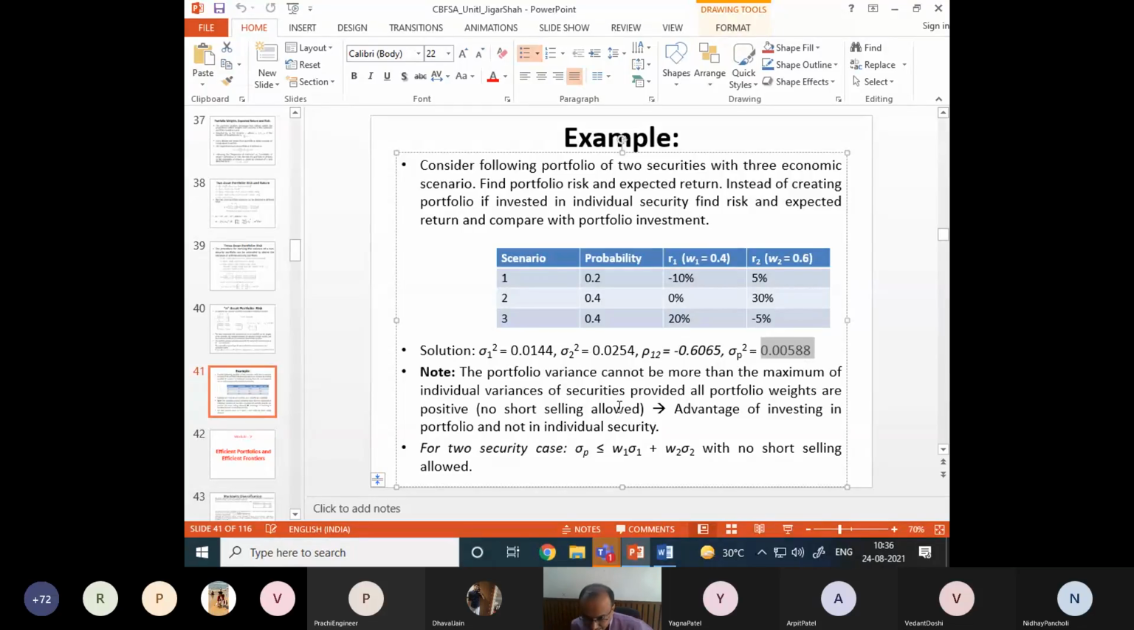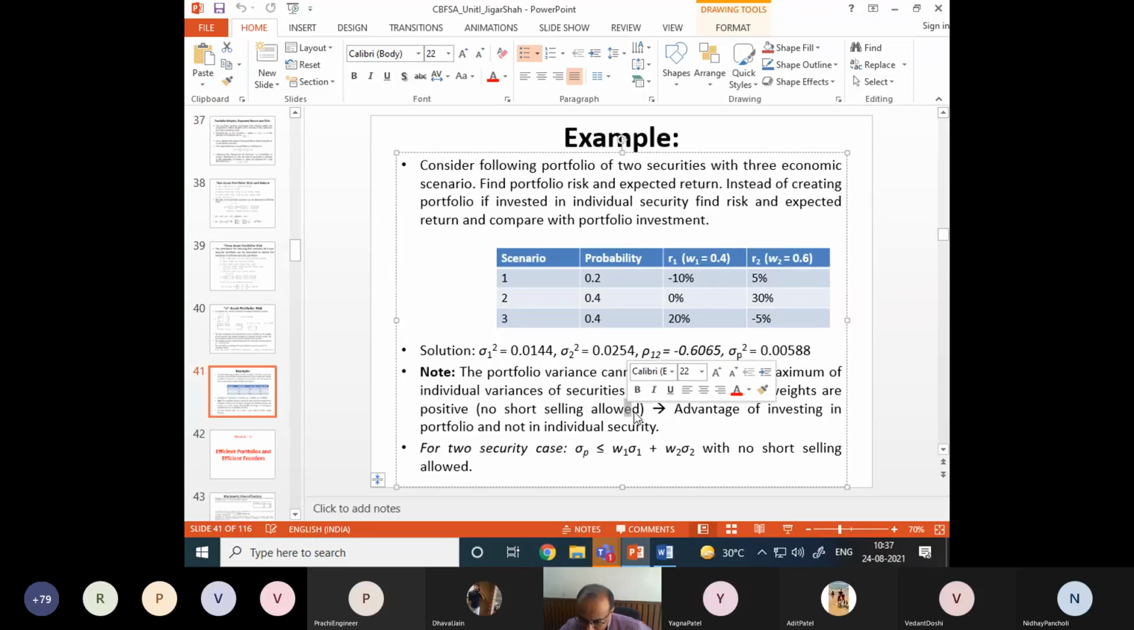This is everywhere. The portfolio variance cannot be more than the maximum of the individual variance of the securities, provided all weights are positive, meaning we are not allowing any short selling. So right now we have all weights positive here, 0.4 and 0.6, and they are strictly less than 1, right? Because the summation is equal to 1. So we are not allowing any short selling. W cannot be negative or even greater than 1.